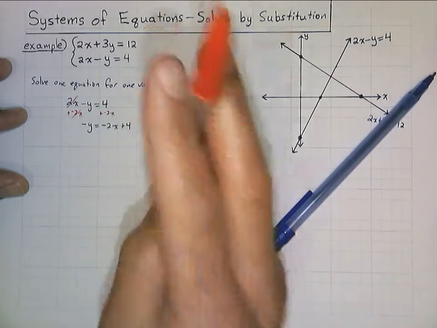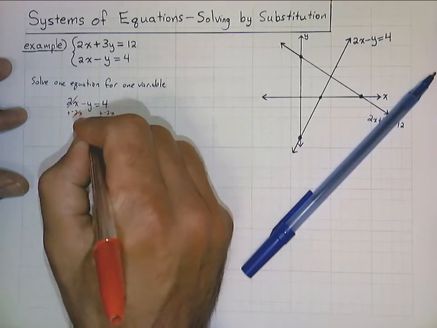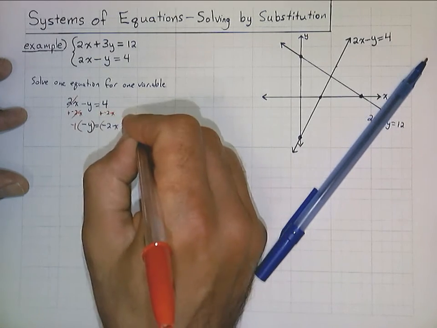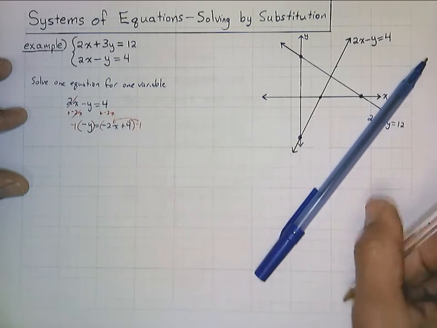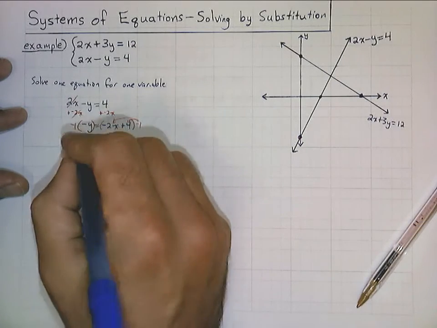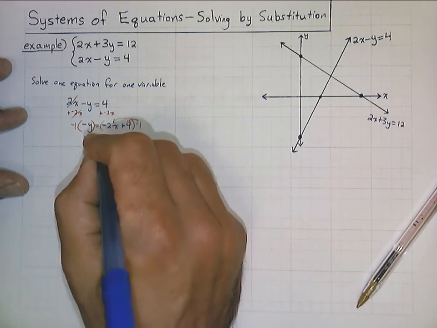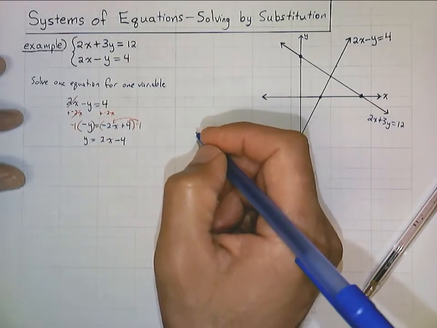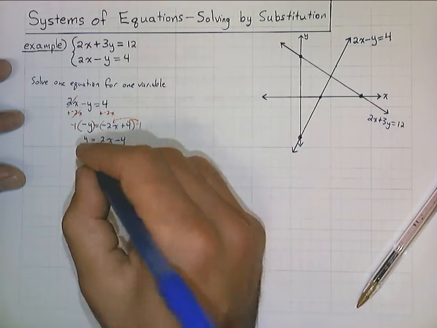Then we'll just get rid of this negative sign by multiplying both sides by negative 1. Of course, don't forget to distribute that in. So now we have y is equal to 2x minus 4. And now it's in slope-intercept form. Y is all by itself.